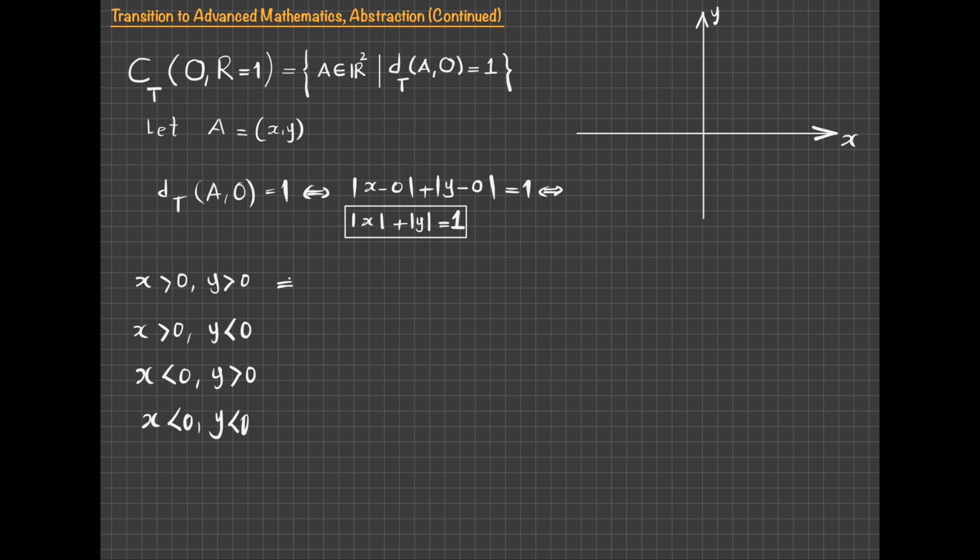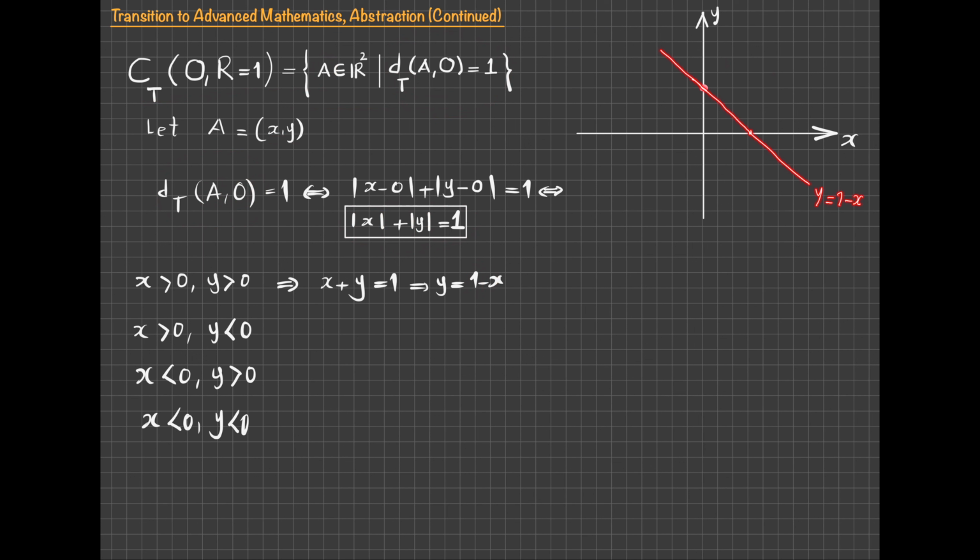In the first case, if both of them are positive, I don't need these absolute value signs at all. So this just becomes simply x plus y equals 1. But this is just the line y equals 1 minus x. So the k value is negative 1, and the y-intercept is 1. Okay, if I want to draw that, let us assume that this point is 1 and the k value is also 1. So I need to draw it like this. So this is the line y equals 1 minus x.